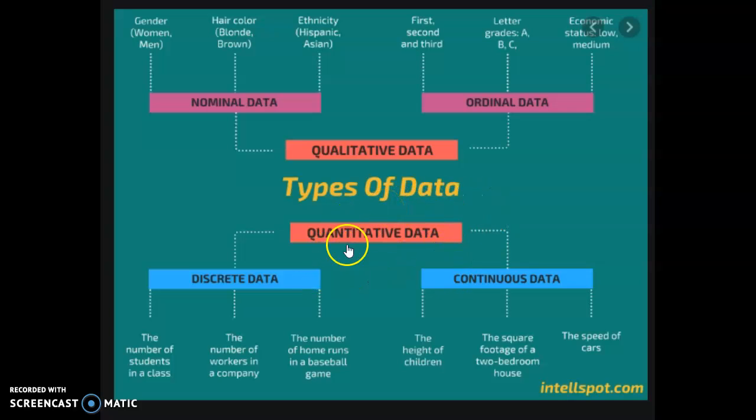And there's a couple ways to break the quantitative data down. One is into discrete and continuous. Discrete means there's a certain amount of possible outcomes, and the ones in between those outcomes aren't always allowed. So, for example, here they say the number of home runs in a baseball game. You could have 3 home runs, or you could have 2 home runs, but you couldn't have 2.3 home runs in a baseball game. That would be an invalid number because it's discrete. There's only a certain amount of numbers that are allowed, and the numbers in between those aren't always allowed.